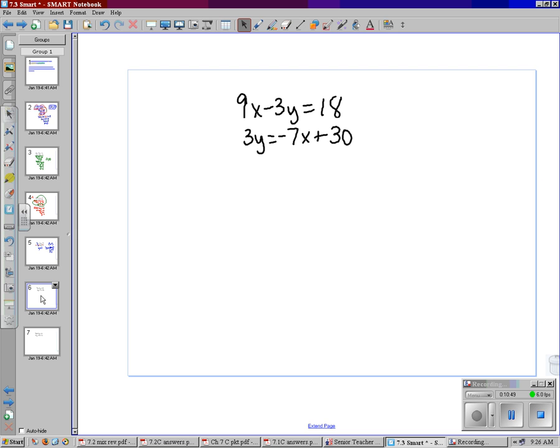All of the variables should be lined up, and the important thing here is that the equal sign needs to be lined up too. Do I have a volunteer to come up and rewrite that second equation so that things are lined up the way they should be?